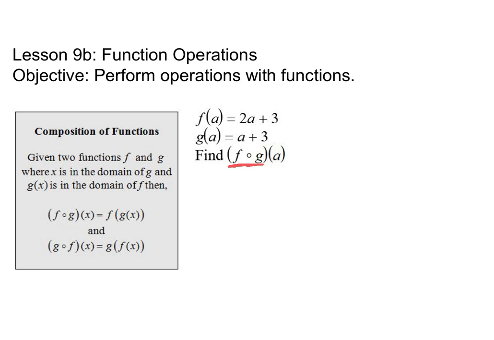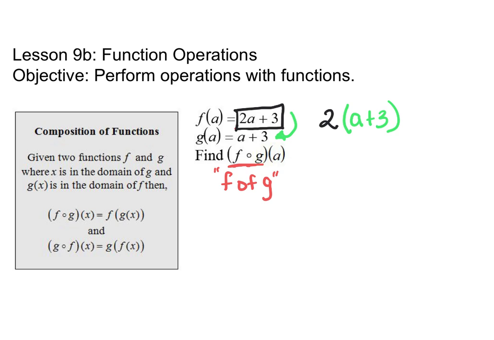When I have F and this little circle, which means compose, it's read F of G. It means we are starting off with our F function because that was the first letter, so 2. However, when we get to the letter A, that means we're going to plug in our second function, G, in place of the letter A. So A plus 3. Close the parentheses, and then I will return to my F function and write whatever is missing. So this is the same thing as saying 2A plus 3, but I rewrote the A to be my G function. Once you do that, we are just going to simplify.